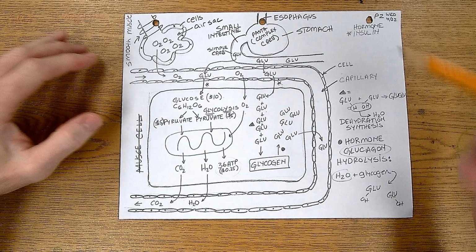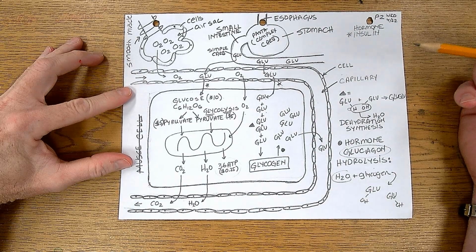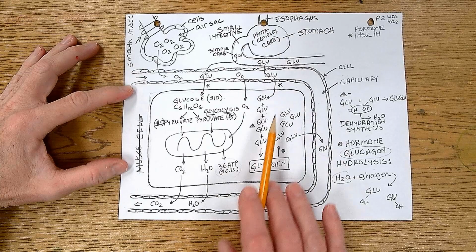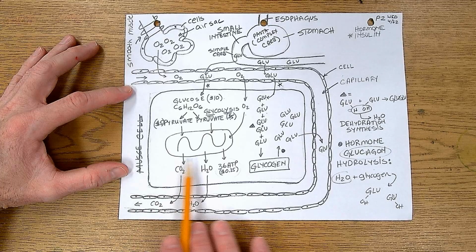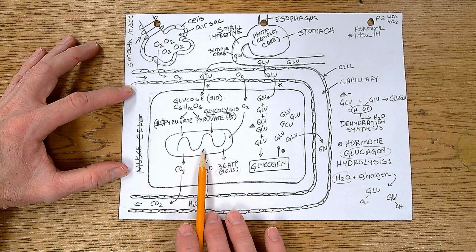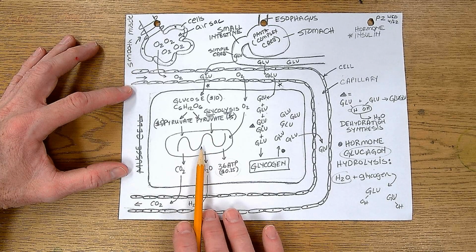All right, so explanation of the glucose use diagram. We'll go right down here to a cell, okay? This cell has mitochondria in it, and it's doing cellular respiration. So we'll get to that in a minute.